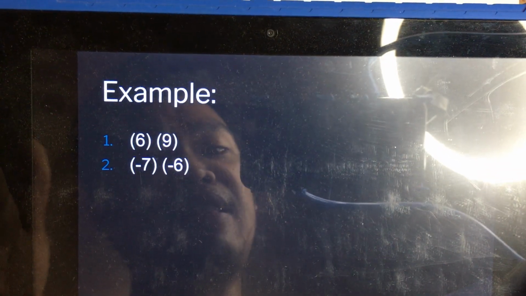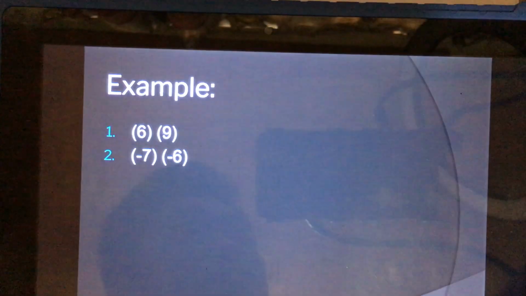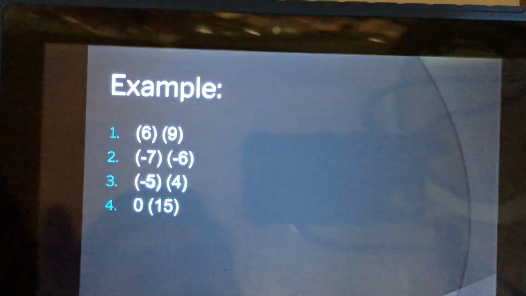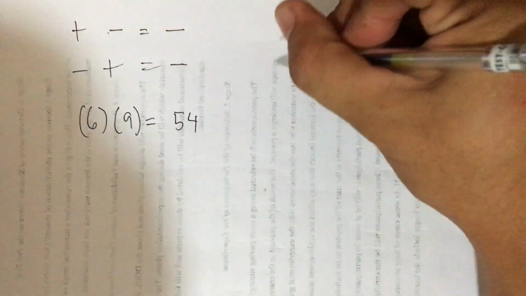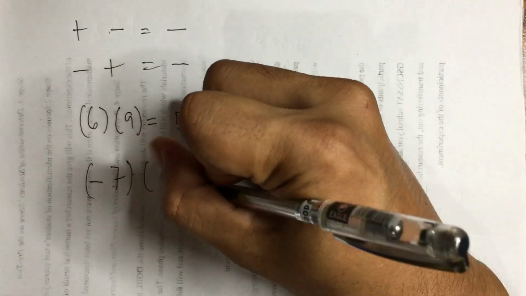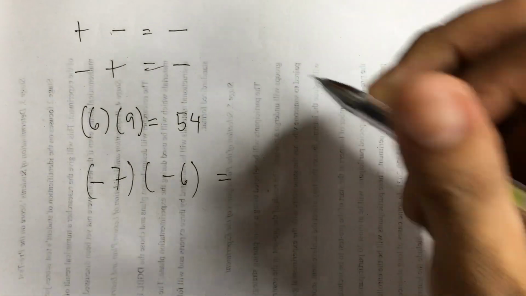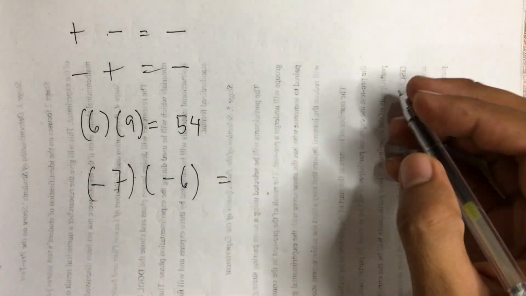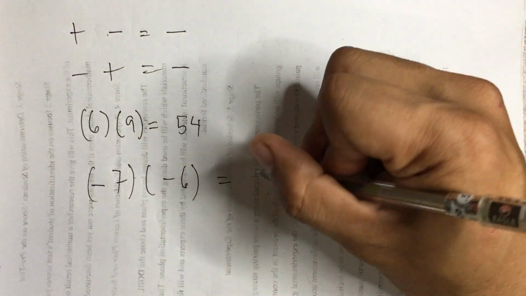Negative 7 times negative 6, negative 5 times 4, 0 times 15. So, negative 7 times negative 6. Negative 7 and negative 6 are both negative signs, so therefore the answer is positive. 6 times 7 is 42.